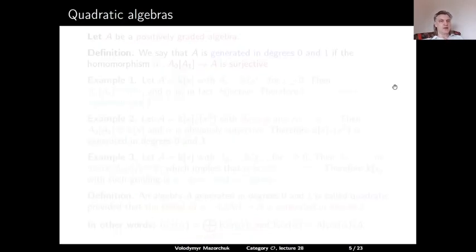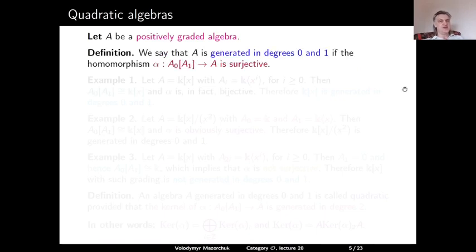Now let us talk about quadratic algebras. Let A be a positively graded algebra. We say that A is generated in degrees 0 and 1 if the homomorphism alpha from the previous slide is surjective. For example, let A be the polynomial algebra with the natural grading. So the degree i homogeneous component is a linear span of x to the power i.